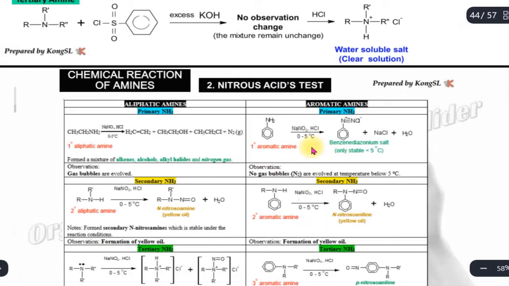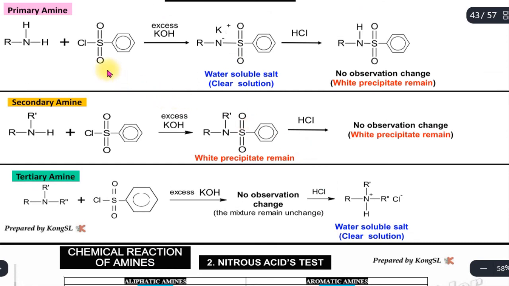Okay, the Hinsberg test is this one. Primary: clear solution, and then white precipitate. For tertiary: no observable change, and then a water soluble salt forms a clear solution.